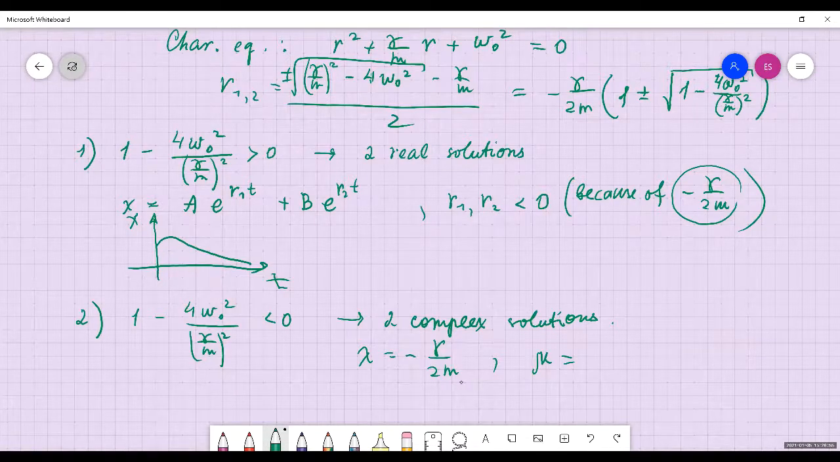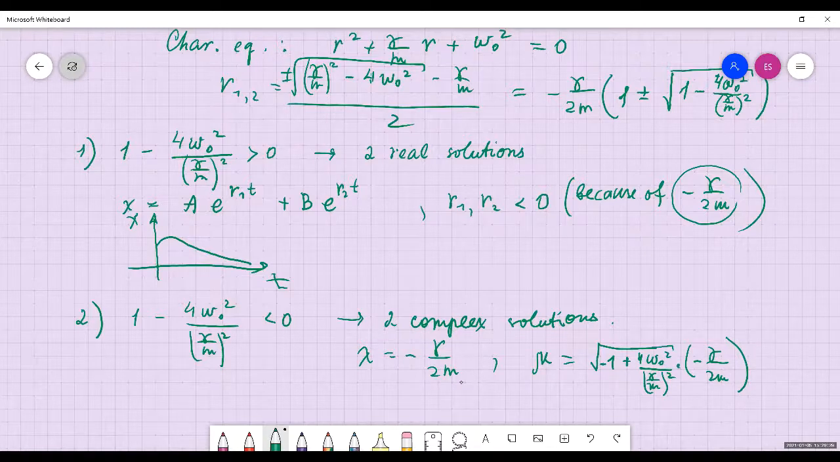It's going to be a square root of... I'm trying to figure out 1 minus 4 omega 0 squared over gamma over m squared. Well, we actually are supposed to switch them, right? Because we cannot extract a square root of a negative number. So I'm going to put minus here and plus here. So we extract the root and then multiply by negative gamma over 2m, and that's going to be our mu. And yes, we can simplify it, but for right now, let's just label it as mu.